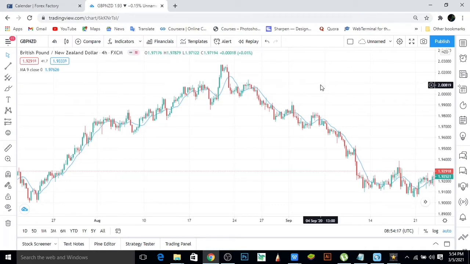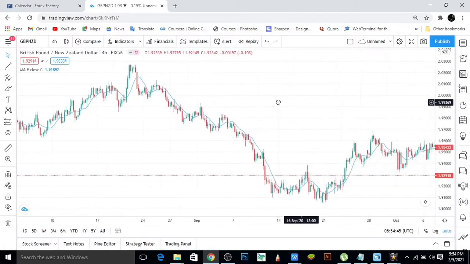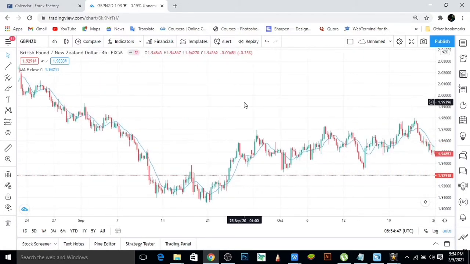Now, the difference between the simple and exponential moving average is that the exponential moving average gives more importance, it gives more weight to prices that are closer to the price of the time you are considering. Now, don't get confused. Let me break that down. Let me tell you what I mean by that.